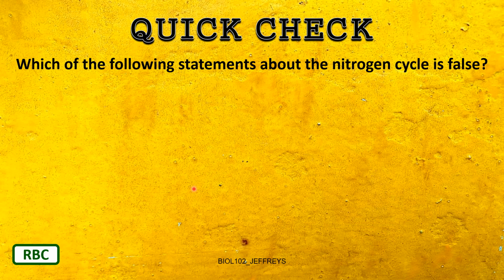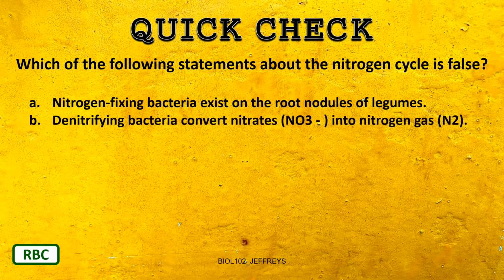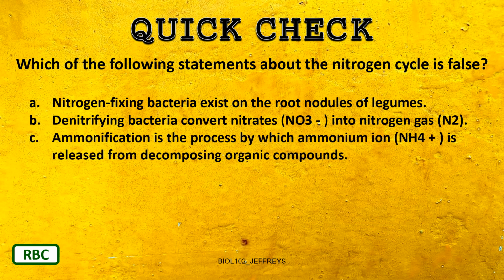Another quick check here: which of the following statements about the nitrogen cycle is false? Nitrogen-fixing bacteria exist on root nodules of legumes. True. Denitrifying bacteria convert nitrates into nitrogen gas. That's true, and the nitrogen gas returns to the nitrogen sink. Ammonification is a process by which ammonium ion, or ammonia, is released from decomposing organic compounds. And we know that's true. Decomposition or ammonification, same thing.